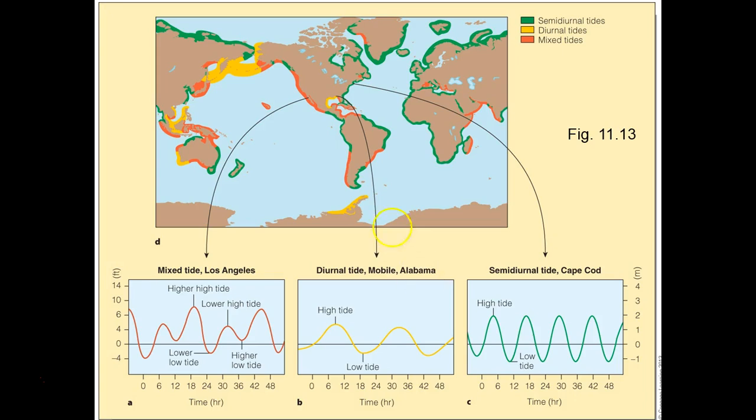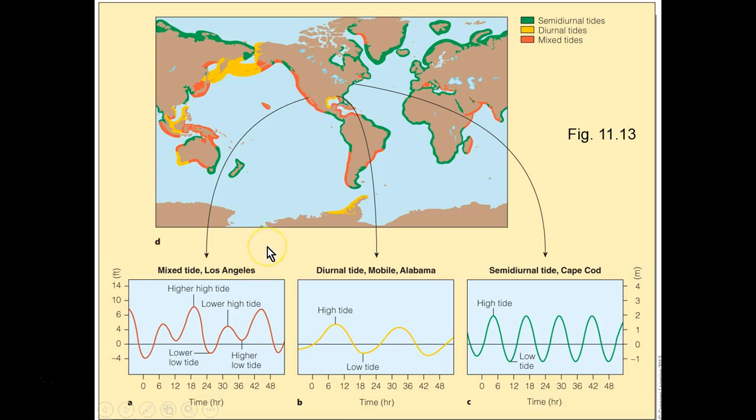So here is a map of the world that is showing you different tidal patterns around the world. Green represents the semi-diurnal tidal pattern, yellow represents diurnal tidal patterns, and mixed tides are represented by the orange. Okay, so here is the west coast of the United States. You can see that we're all in orange, which means a mixed tide. Over here on the east coast, they're all in green, so that means a semi-diurnal tide. And then in the Gulf of Mexico here, we see that that's yellow, so that would be a diurnal tide.